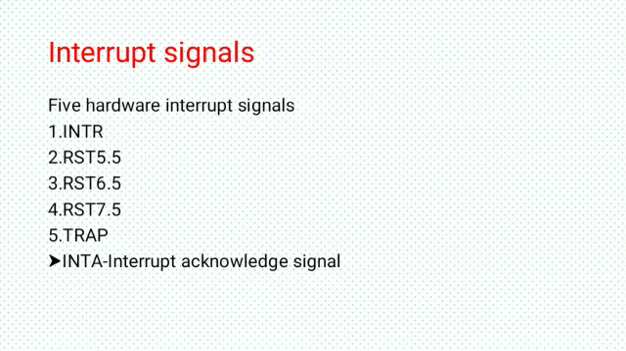Next one is the interrupt signal. The 8085 processor uses 5 hardware interrupt signals, that is interrupt request INTR. The next ones are RST 5.5, RST 6.5, RST 7.5. RST means restart. And the last signal is TRAP. Then one special signal is used here, that is the interrupt acknowledgement signal.